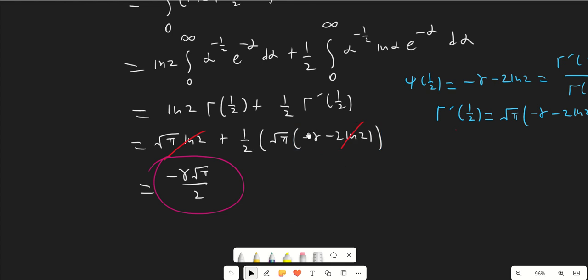Notice that actually if we multiply all these terms out, the 1 half times square root pi times negative 2 ln 2 just cancels with this square root pi ln 2, so we can cancel out those terms, and all we're left with is our residual term, negative gamma square root pi all over 2. What an absolutely awesome integral.